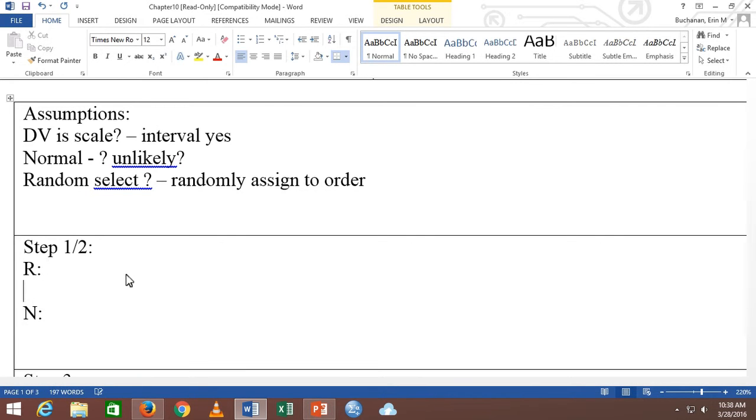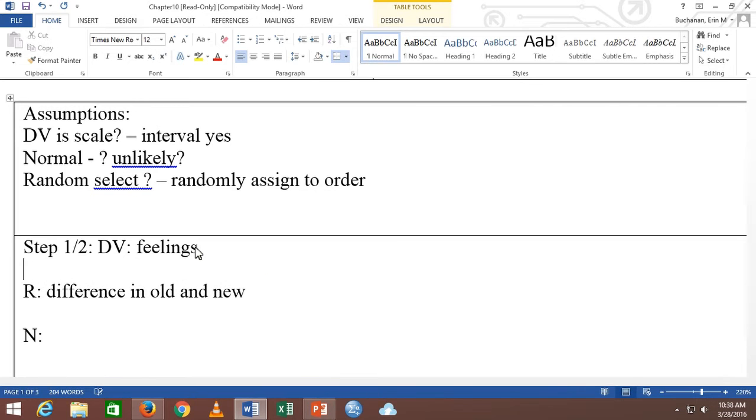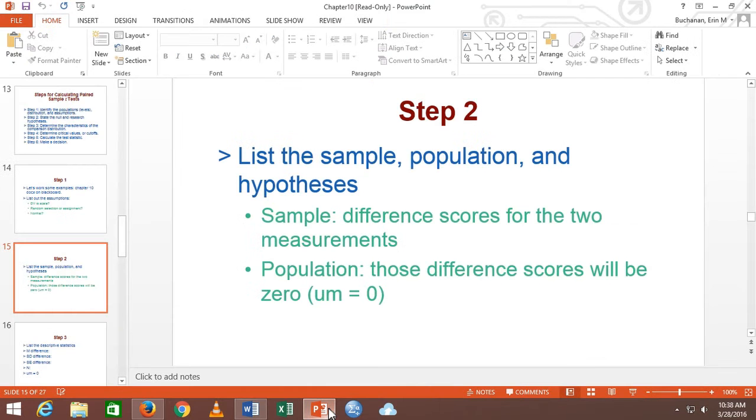So we label our research and null. So the difference in old and new feelings, right? So the DV is their feelings, because that captures what the sample actually is. So we're looking at if there is a difference between their old and new ratings compared to a population where there would be no difference.